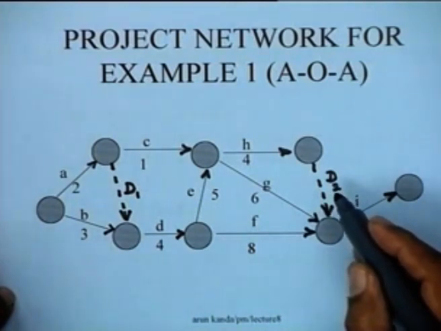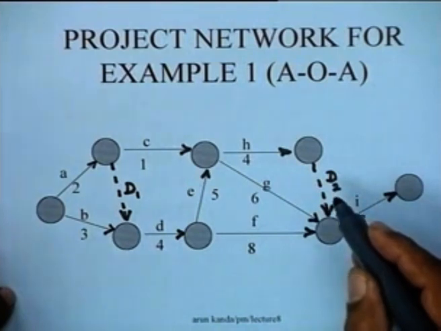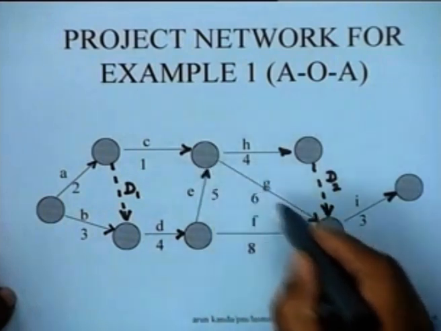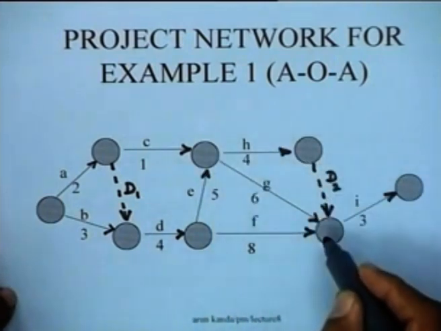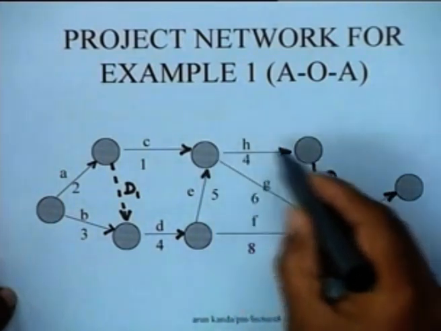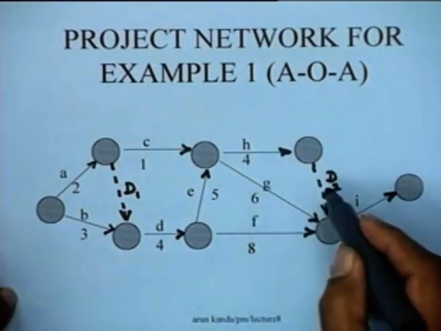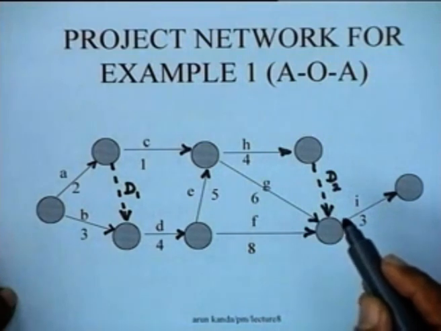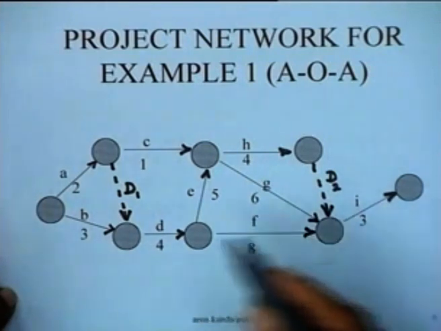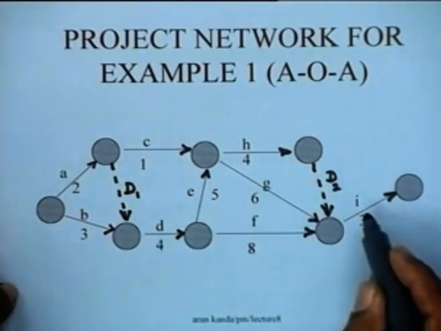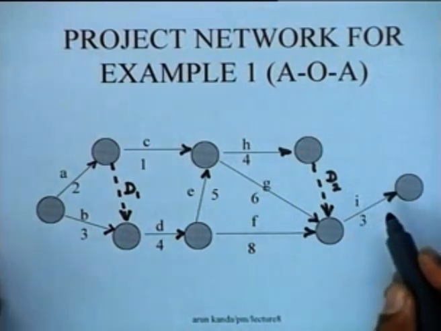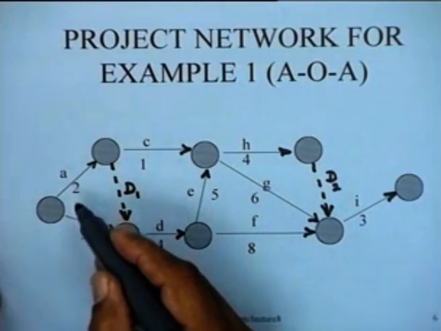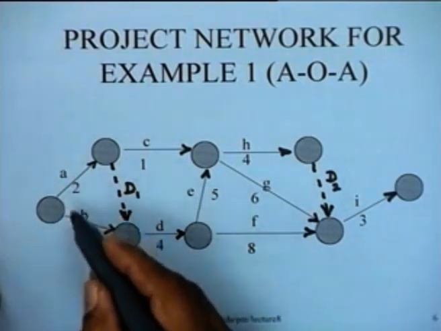It is not a logical dummy, but it is a dummy which is necessitated by the fact that activities G and H are in parallel, and therefore, for uniqueness of activity representation, I have had to introduce this particular dummy D2. So, these are the 2 dummies which have been introduced in this particular network, and we have indicated here the activity durations adjacent to the arcs.